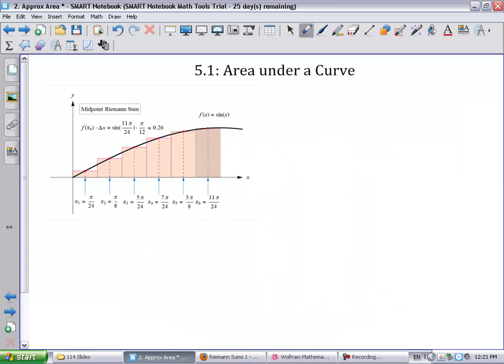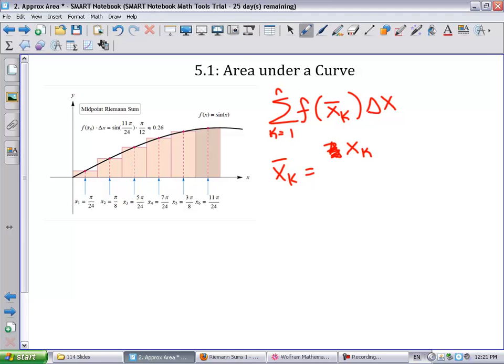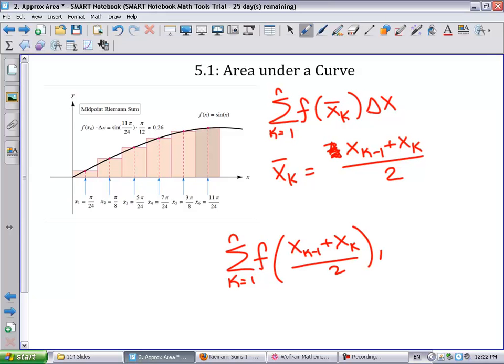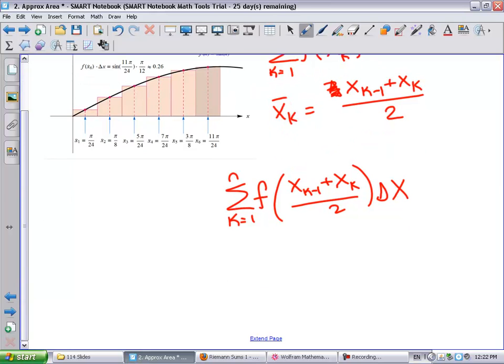So our midpoint formula, it's still a sum, k goes from 1 to n, of a height of f of x bar k times delta x. But this time, x bar k, we just said, was the average of x sub k minus 1 and x sub k divided by 2. So our formula is k equals 1 to n of f of x sub k minus 1 plus x sub k divided by 2, times delta x. So we need to simplify this, right?